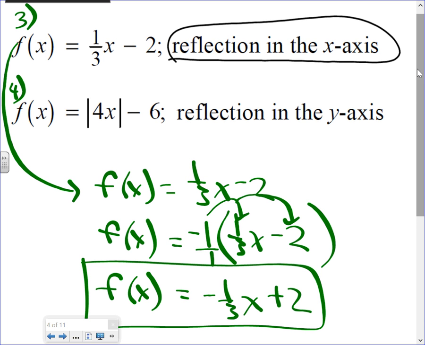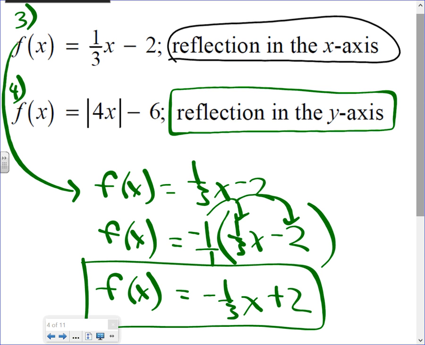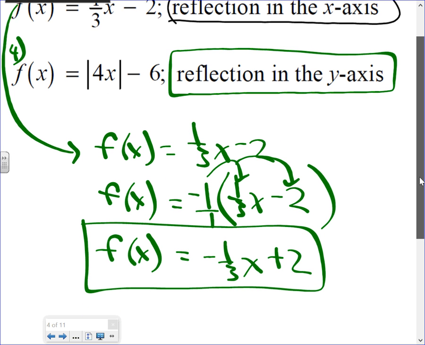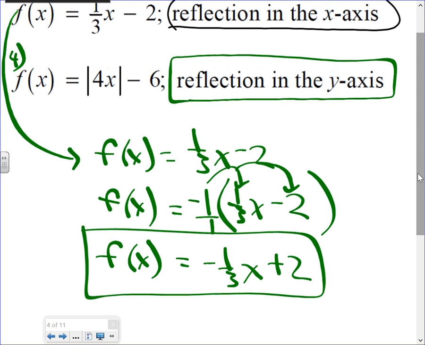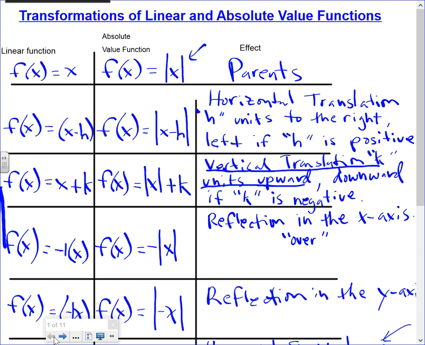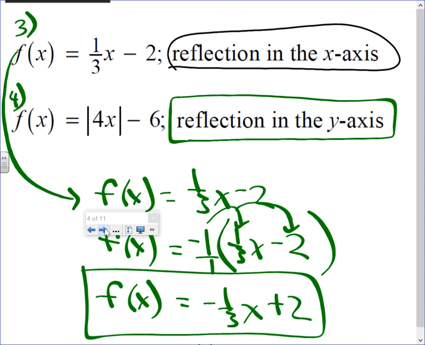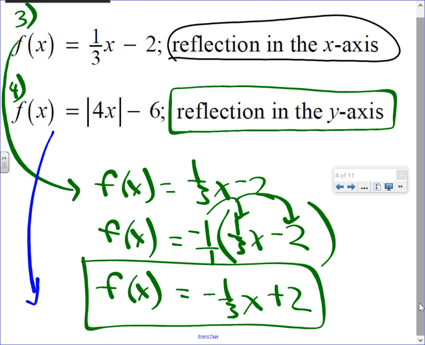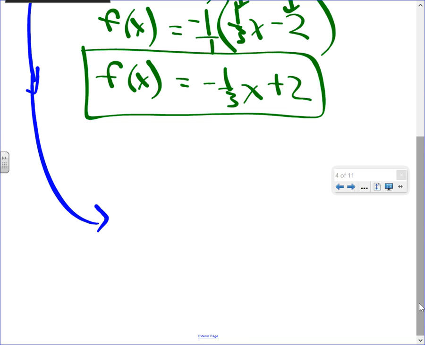We're dealing with the absolute value on number 4, but it's a reflection in the y-axis now. Let me use blue on this one. Color code. Reflection in the y-axis. Let me go to my note guide. Reflection in the y-axis says I only have to multiply a negative 1 times the x. Look right here on the linear one. A negative 1 just times the x only. So wherever the x is, I'm just going to multiply by a negative 1. So, here we go. Bring this down over here. Let me rewrite the function.